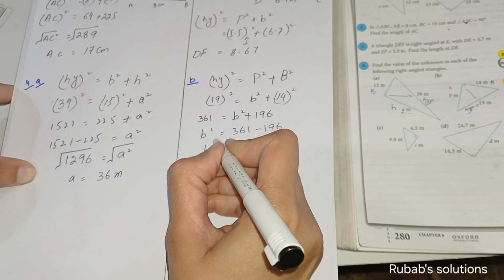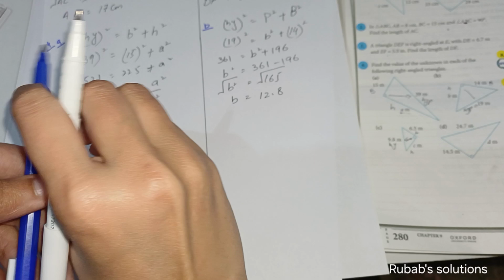Moving towards question number 3. Triangle DEF is a right angle triangle at point E. Now it's given again at point E, DE is 6.7 meter, EF is 5.5. Find the length of DF. Okay, question number 3. I will draw the triangle for you. Okay, DEF, I have drawn the triangle. DE is given 6.7 and EF is given 5.5, and we have to find the length of DF. So basically again it's the hypotenuse.